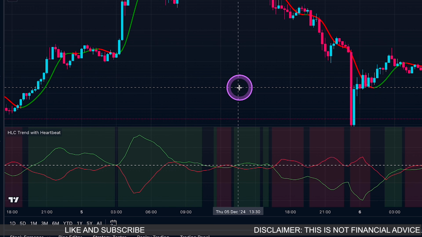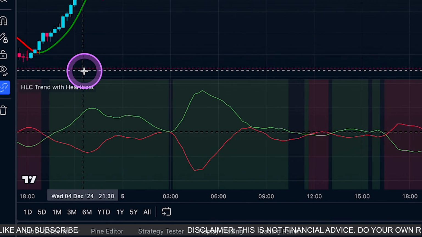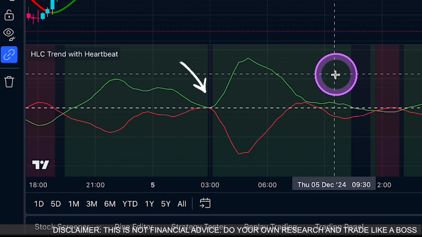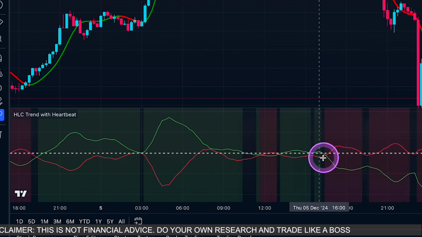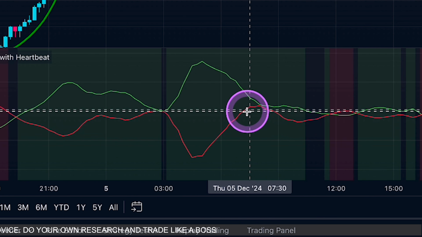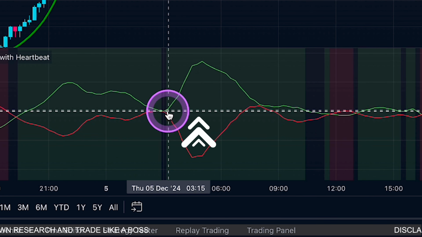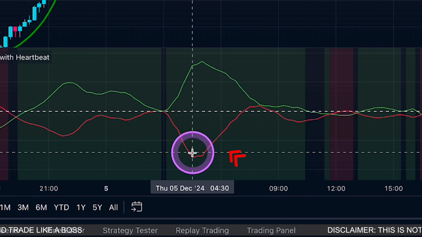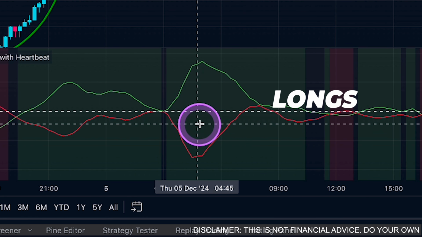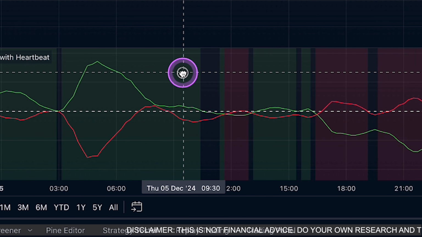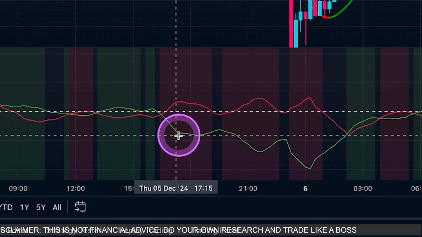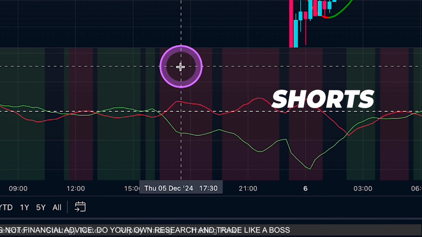The second indicator for our confirmation that we're going to be adding is an exclusive one from David Tech. It's called the HLC Trend with Heartbeat. It's this indicator here. Looks very much like a DI, but the math behind it is completely different. This indicator looks pretty good. So what we're looking for is the green line to be above 0 and the red line to be below. Obviously, the green has to be above the red for us to take a long. This is when the background goes green, confirming. And we're looking for the red line to be above 0, the green line to be below 0, the red above green for this red background for us to take shorts.